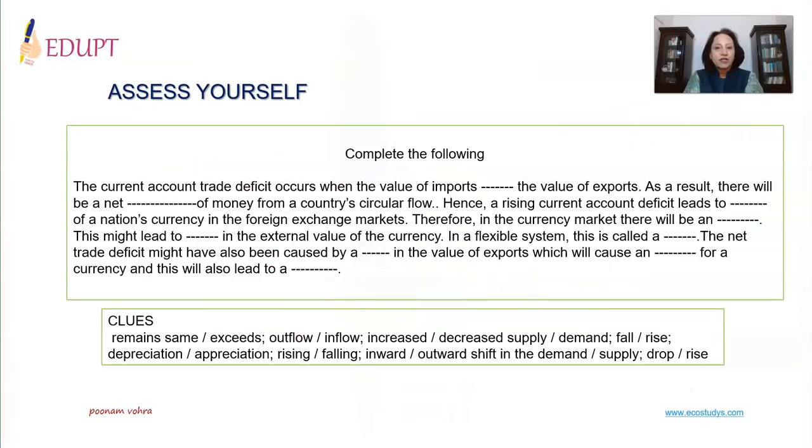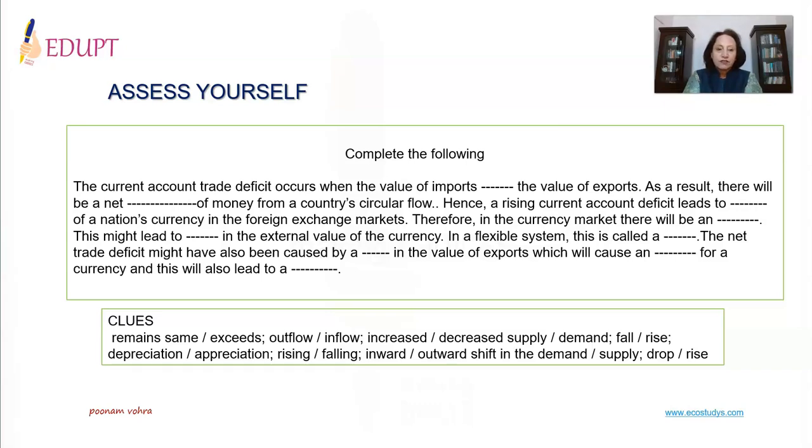Now read this partial information. Using the clues as given, complete it. The current account trade deficit occurs when the value of imports dash the value of exports. As a result, there will be a net dash of money from a country's circular flow. Hence, a rising current account deficit leads to dash of nation's currency in the foreign exchange markets. Therefore, in the currency market, there will be an dash. This might lead to dash in the current value of the currency. In a flexible system, this is called a dash.